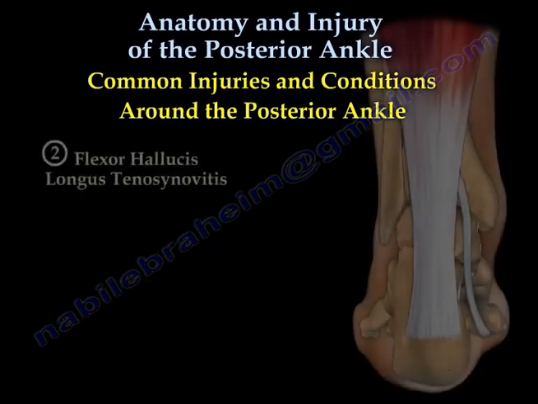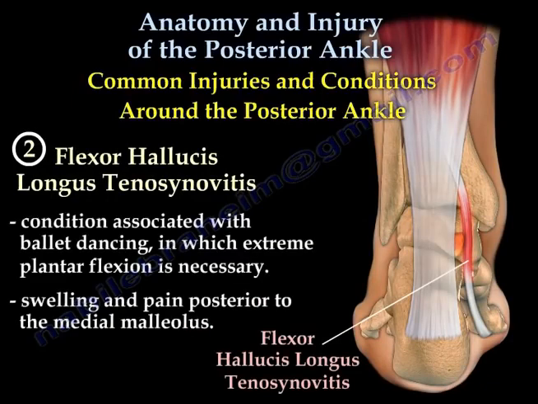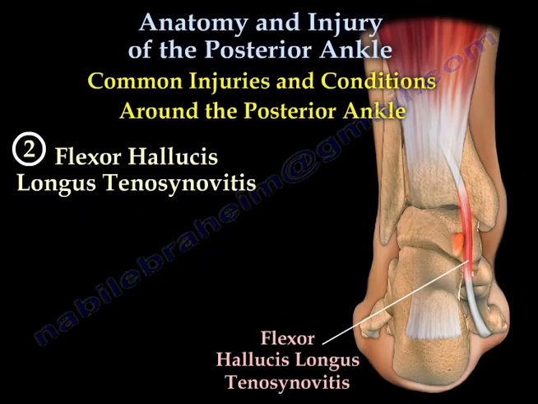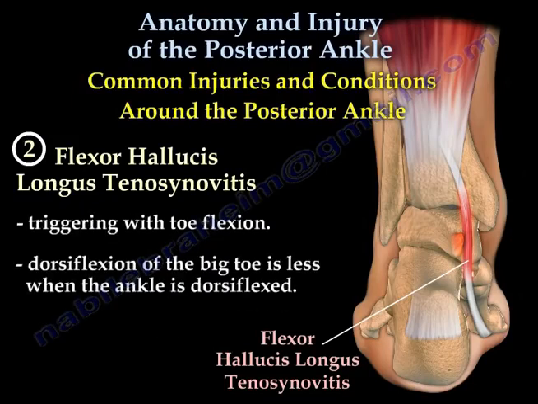The second type is flexor hallucis longus tenosynovitis. This condition is associated with ballet dancing, in which extreme plantar flexion is necessary. There may also be swelling and pain posterior to the medial malleolus. There is also triggering with toe flexion. Dorsiflexion of the big toe is less when the ankle is dorsiflexed.